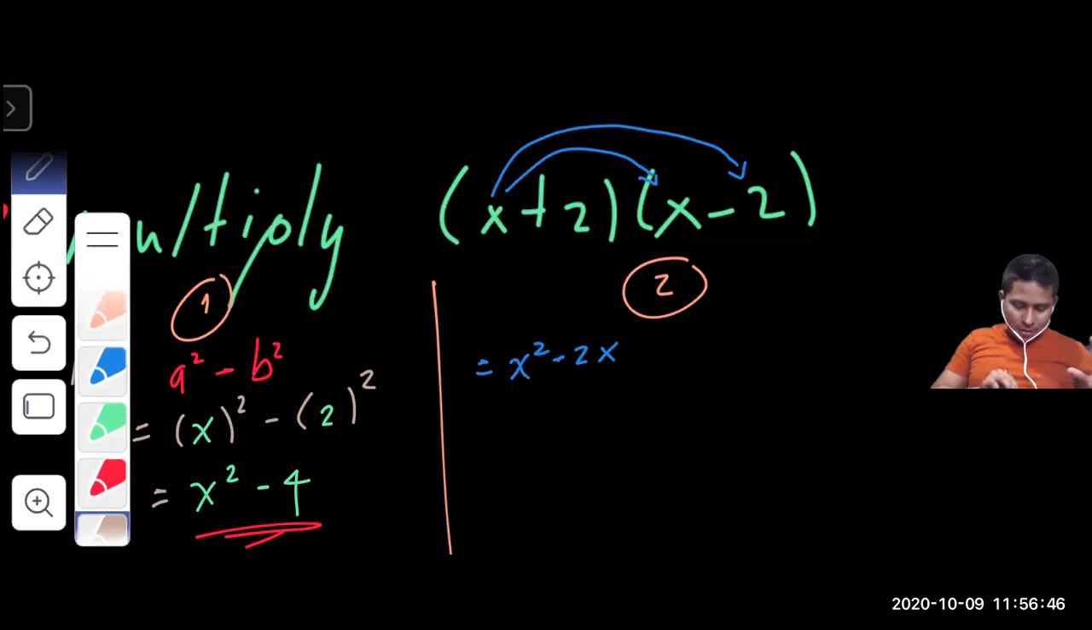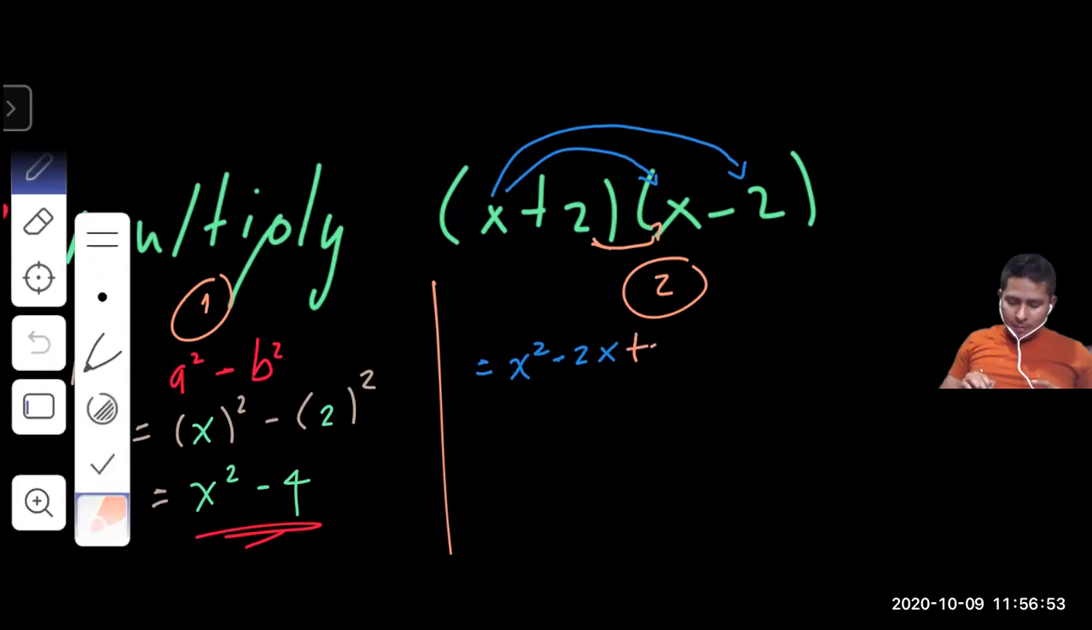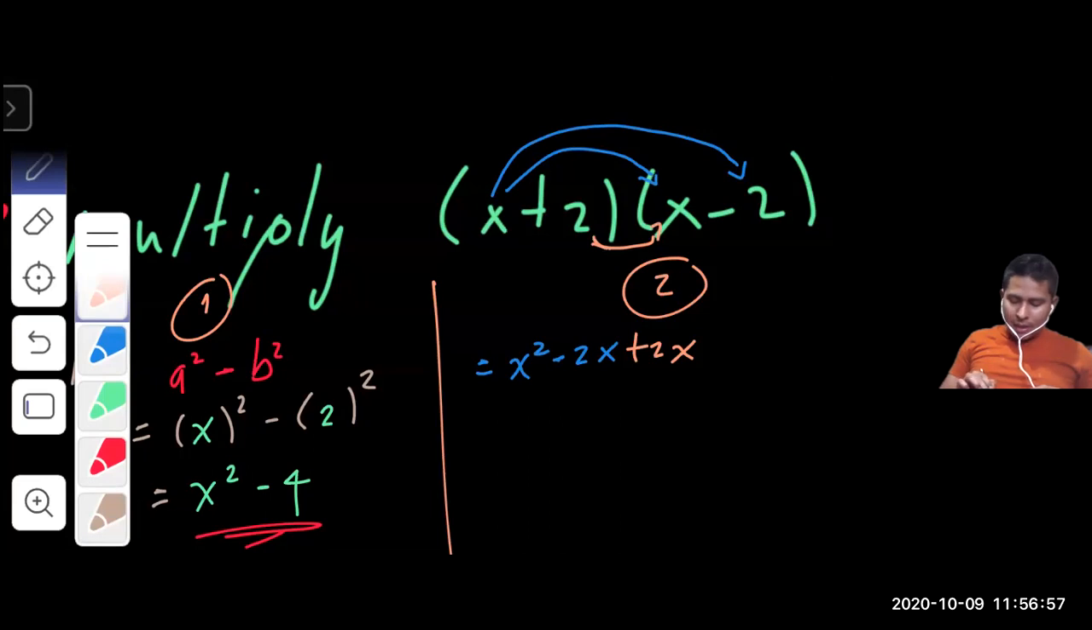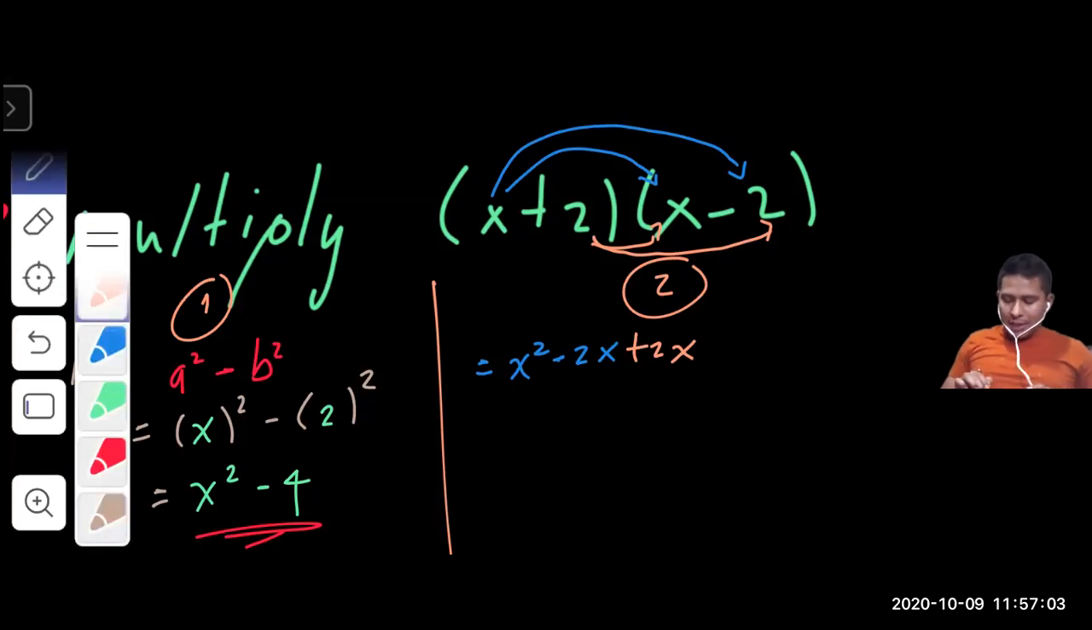Let's continue, okay? We want to multiply this times this. And what is that, guys? 2 multiplying x, 2 times x is 2x. And we need to multiply the last one, this times this. What is 2 multiplying negative 2? 2 times negative 2 is negative 2 times 2, negative 4. Okay, this is the answer, guys.